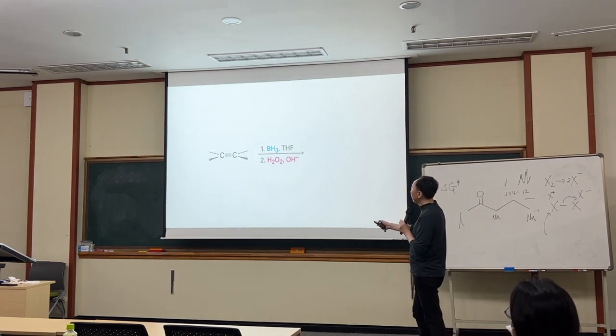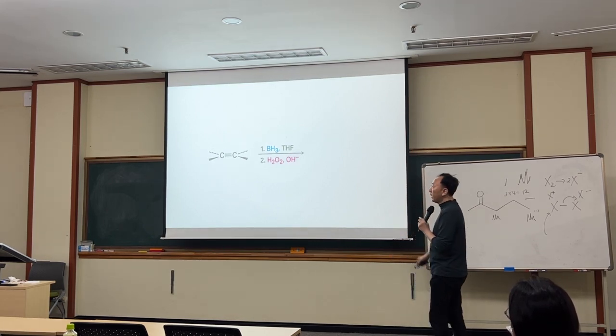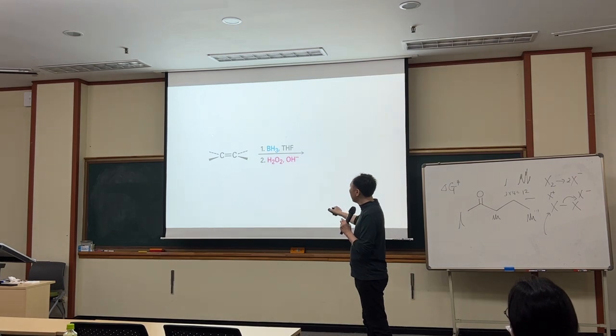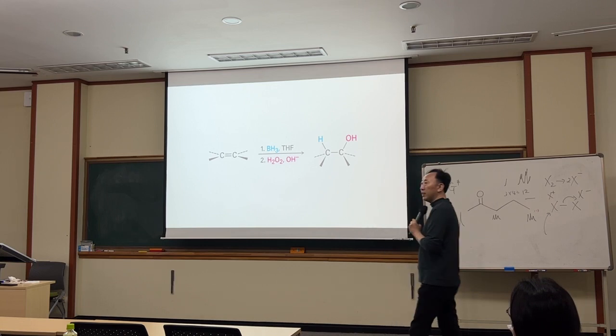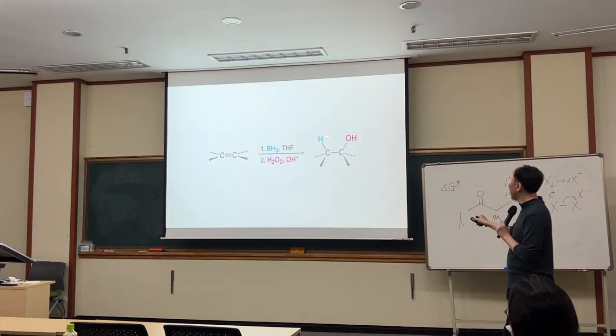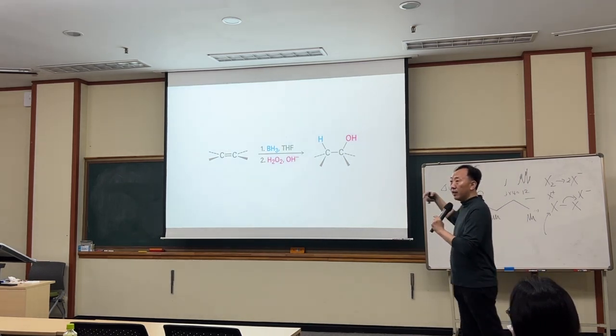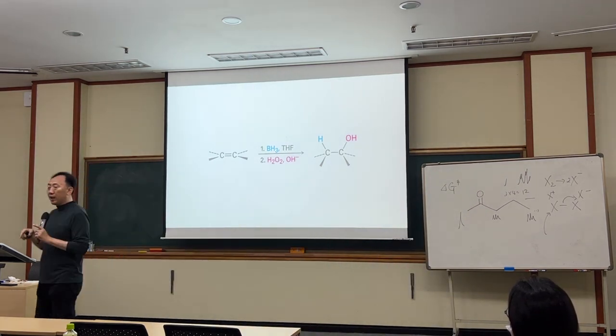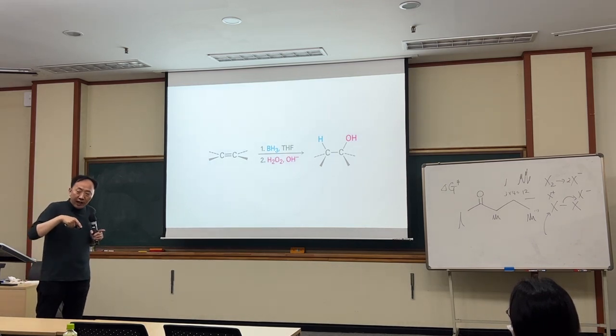So here, B is coordinated, H is coordinated, and they are added together, and then that B is removed by oxidative cleavage. So a hydroxyl group is added at the B position. This product is generated at the less substituted position, so B goes here in this case and H is coordinated there. The less substituted position is attacked by B because of the steric effect. So in this case, B and H are added together.